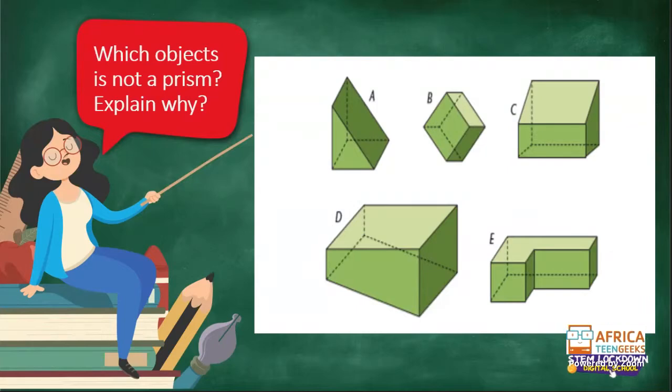Okay, I see B, B, B, D. C is not a prism. Right, when you give your answer, okay, D, the opposite rectangular sides are not the same. D, D, D, something B.